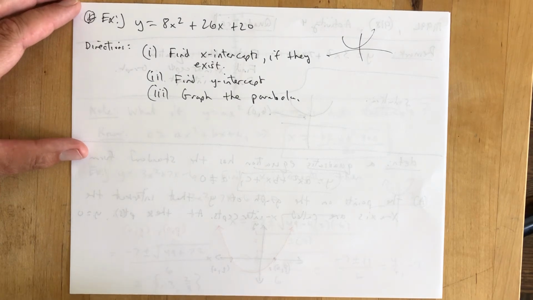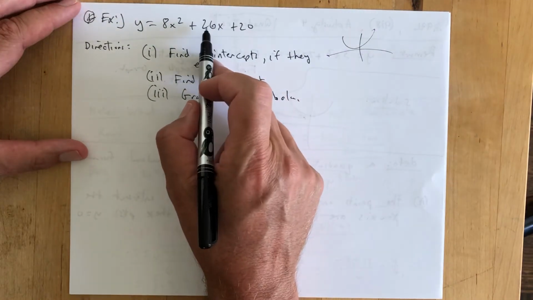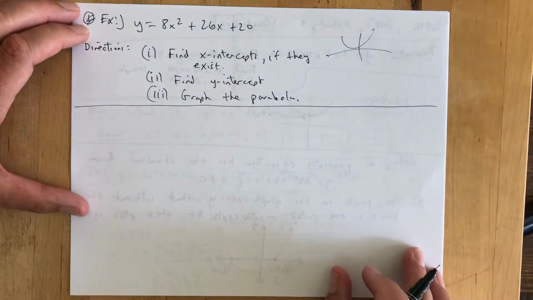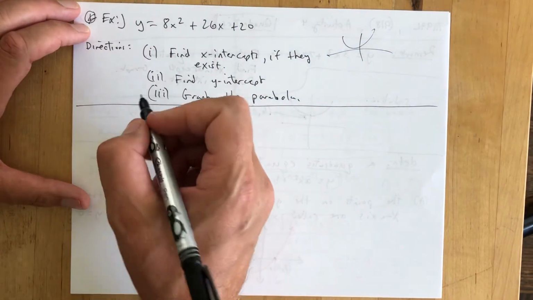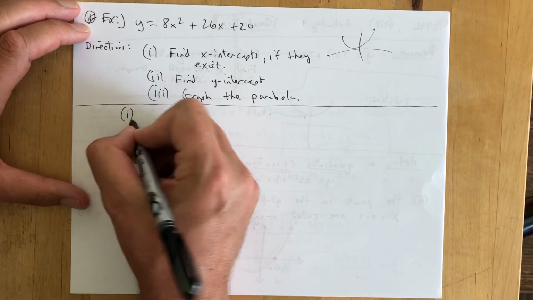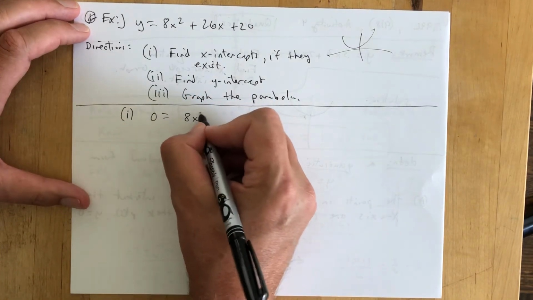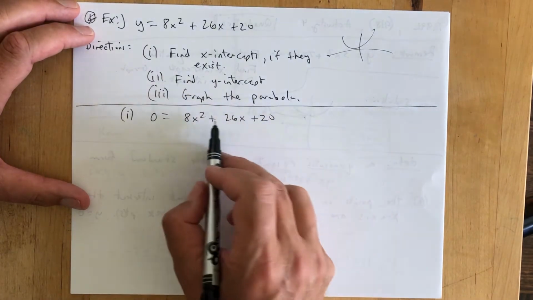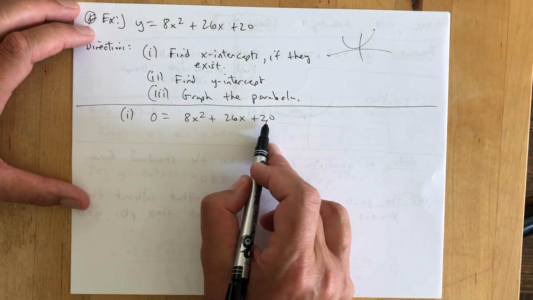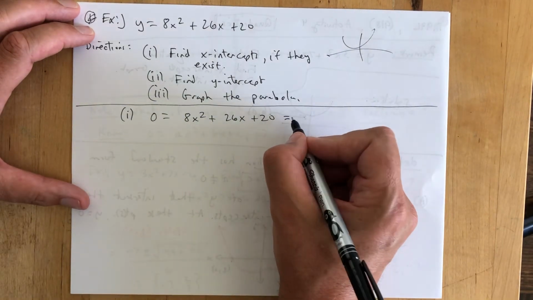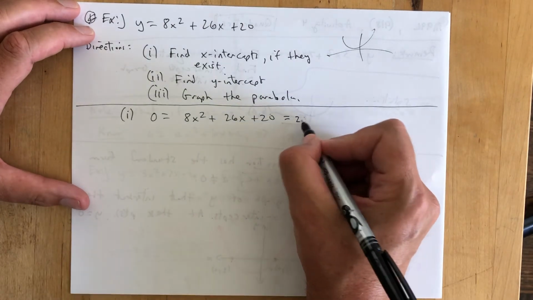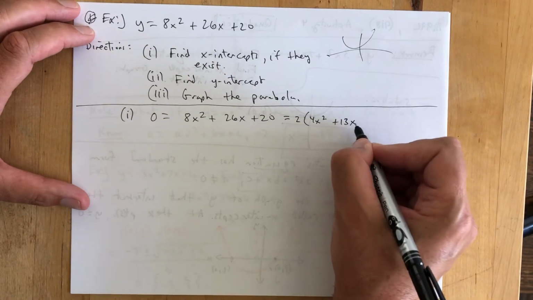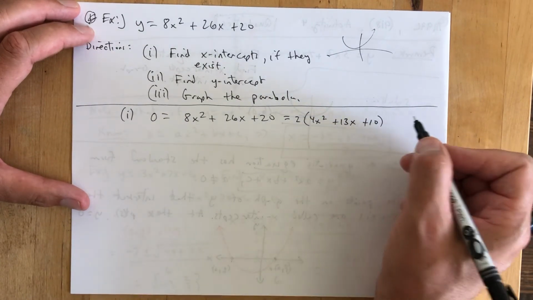I think it's possible that this doesn't have... well, let's just try anyways. Okay. So 1, to find the x-intercepts, we set 0 equal to 8x squared plus 26x plus 20. This is even, and that's even, and that's even, so at least a 2 will divide out. Anything more? No. So we factor a 2 out and we get 4x squared plus 13x plus 10.